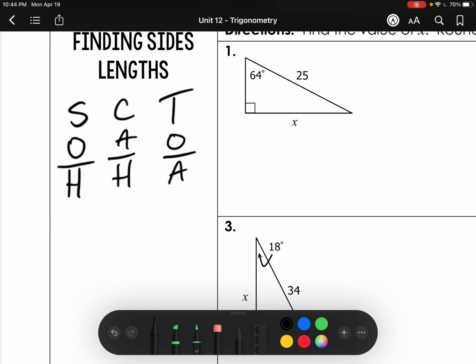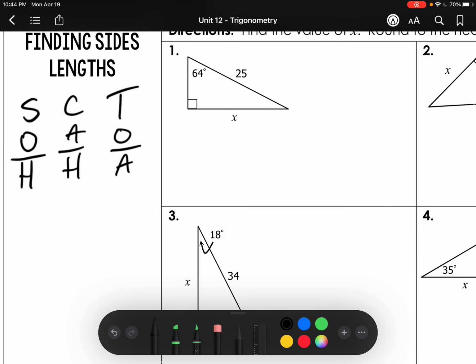This will help you remember. Sine is opposite over hypotenuse. Cosine is adjacent over hypotenuse. And tangent is opposite over adjacent. So remember, this is where we're going to learn which trig ratio to use with the information that we're given.